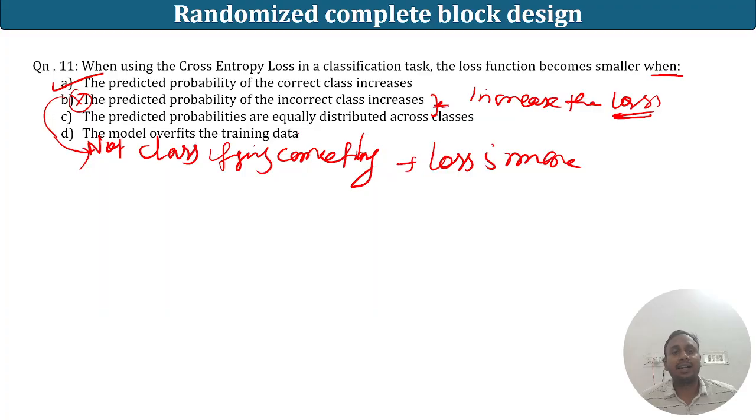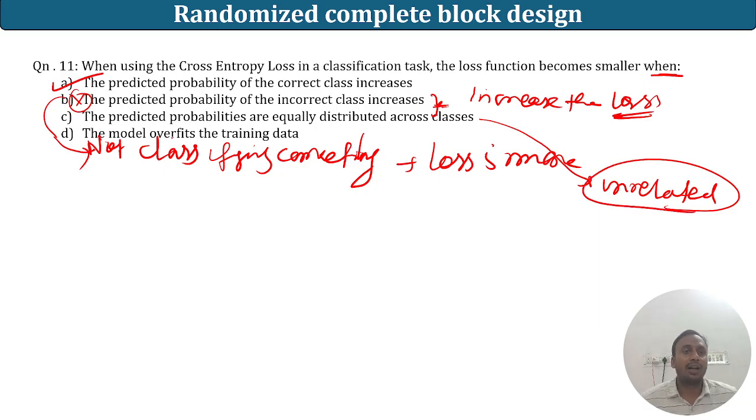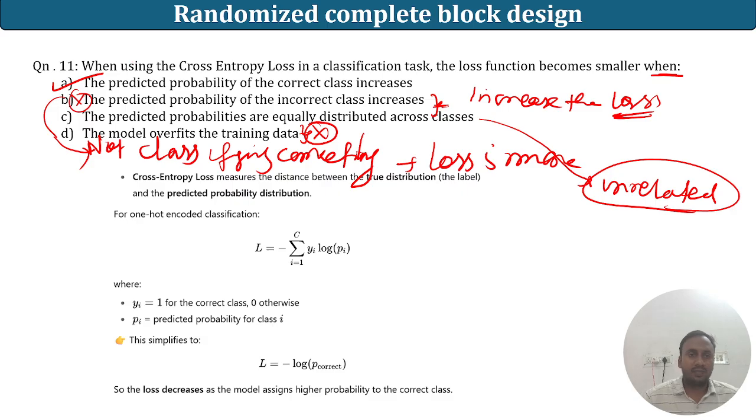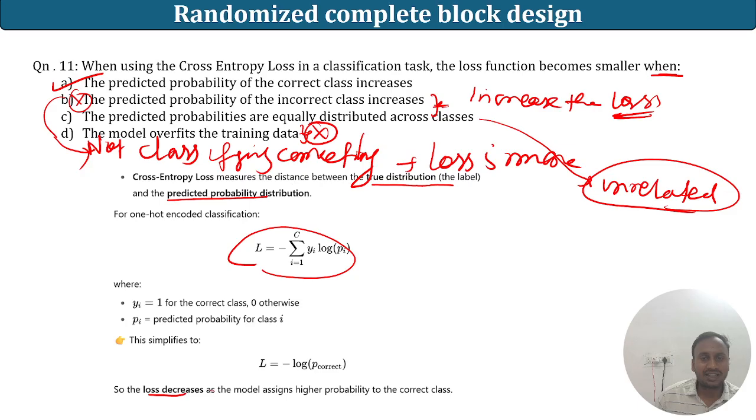The predicted probabilities are equally distributed across the classes. That is not the case, it's unrelated. The model overfits the training data. Again, it can't be. Cross entropy loss measures the distance between the true label distribution and the predicted one, for one-hot classification. So as loss decreases, the model assigns higher probability to the correct class, not the incorrect class.